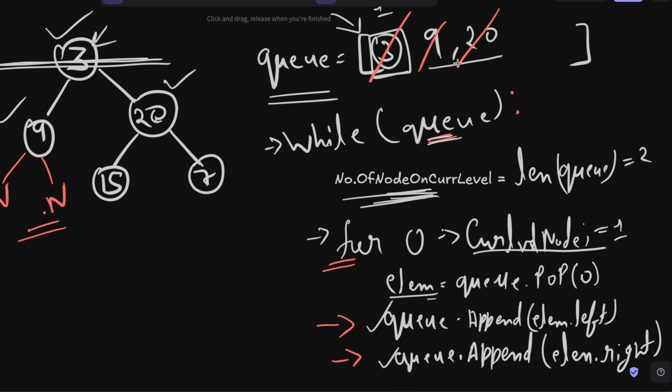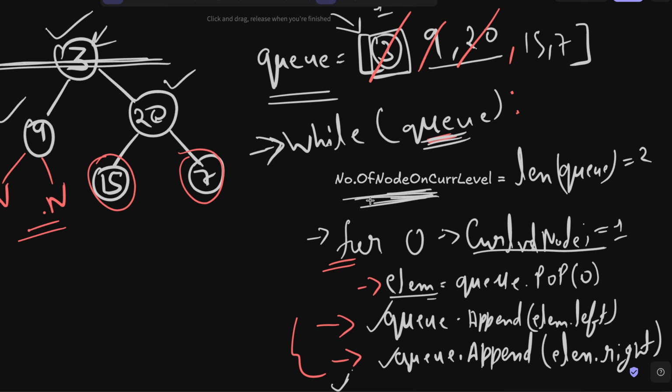Now the 20 will be popped in this particular variable and we will have 20 here. Now we will add these elements in the queue on these lines. So we will have now 15 and 7. Now after that we will exit from the for loop. We will come back here. Then we will check if the queue is empty or not.